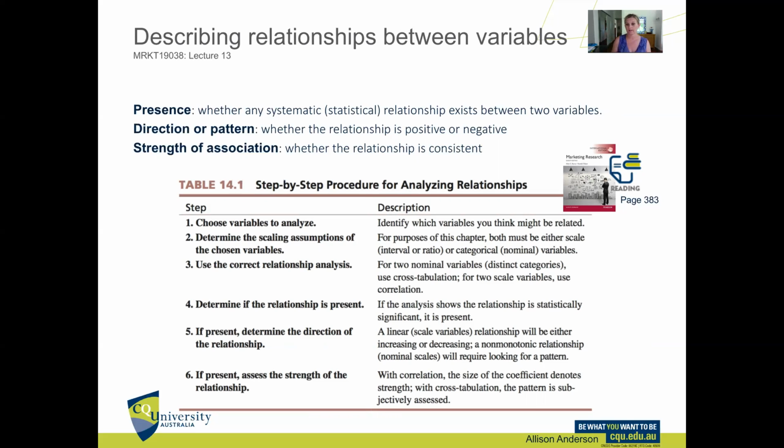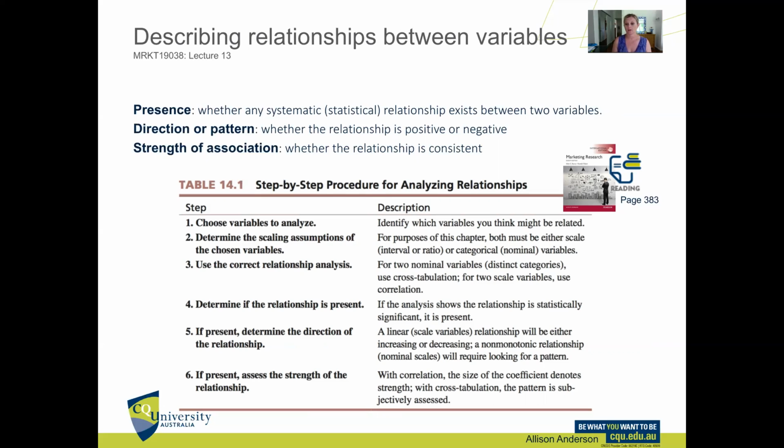A linear relationship will either be increasing or decreasing, and a non-monotonic relationship, which is what a nominal scale, the named ones, will require looking for a pattern, probably in a cross-tabulation, so a table, and you search for a pattern. Okay, and number 6, if present, assess the strength of the relationship.